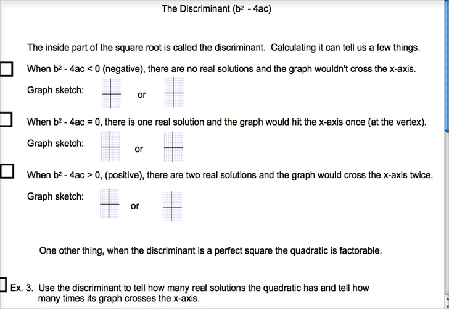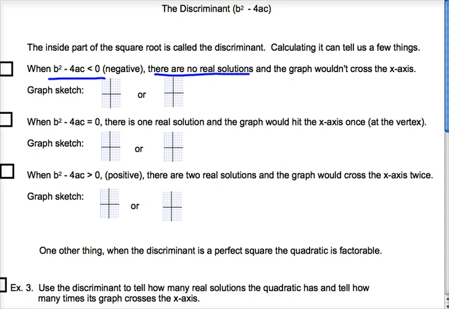The second part of our lesson is on the discriminant. The discriminant is just the b squared minus 4ac, the inside of the root. And hopefully it makes sense to you that if that happens to be negative, then you don't get real solutions. That's when you're going to get imaginary solutions. But we'll just say there's no real solutions. Or you could say there's 2 imaginary solutions, actually. The graph wouldn't cross the x-axis.